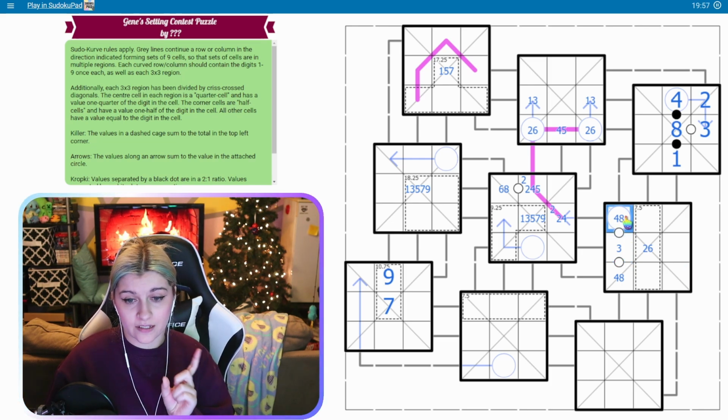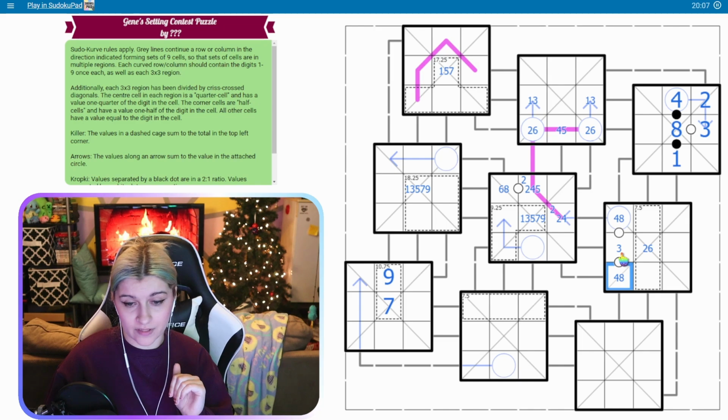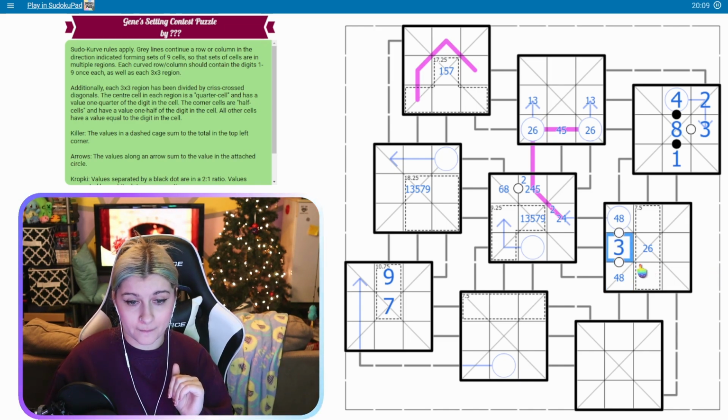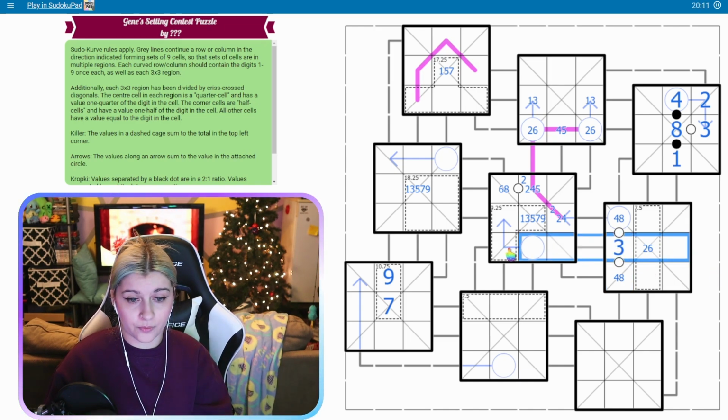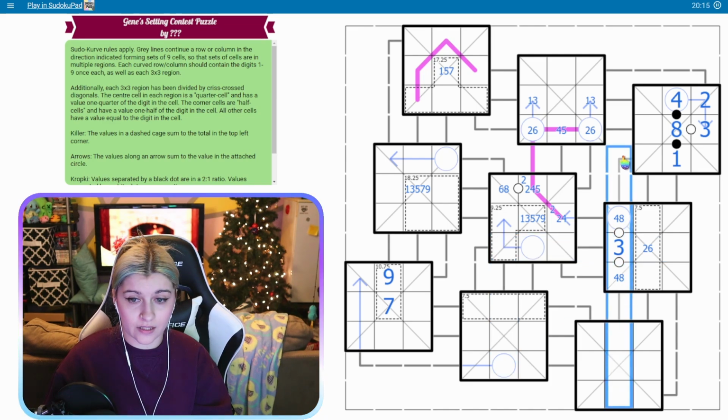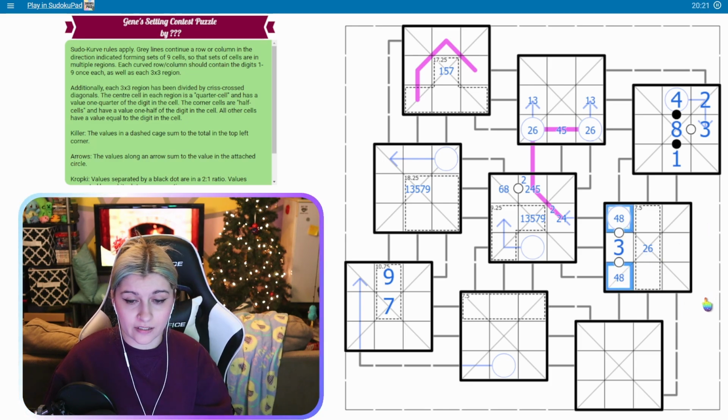If this is 8, it's actually a value of 4. So I could go down to 3 and then 2, or I could go up to 5 and then a value of 6, but I'd have to write in a 12, and that's not possible. So this is a 3. 3 goes like this. Doesn't see those. 3 also goes like this. That's fine. Okay. And then I have a 4, 8 pair in here, which is cool.